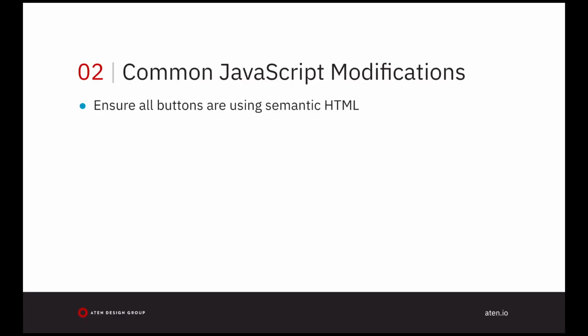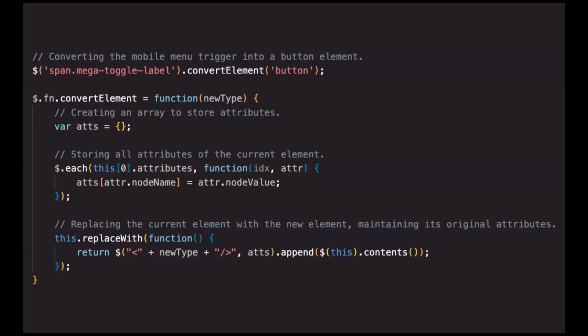Here are some common modifications we recommend implementing through JavaScript. The first is to ensure that all buttons are using semantic HTML. Frequently, we come across plugins that use span elements instead of buttons for mobile menu toggles and for top-level navigation items without submenus. Converting these elements to buttons provides more context for assistive technology, as well as allowing us to implement appropriate ARIA attributes.